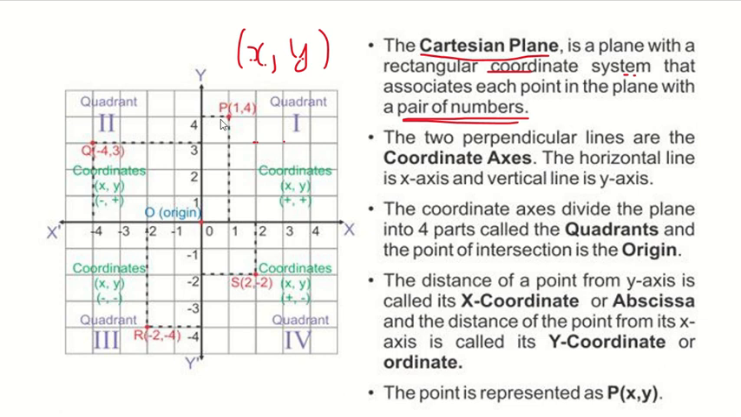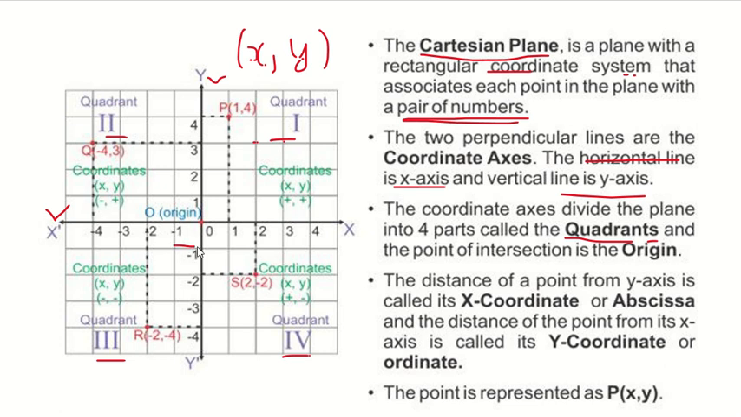So what are the two perpendicular lines? You can see it here, right? X and y are the two perpendicular lines that you will call the coordinate axes. The horizontal line you will call the x axis, and the vertical line you will call the y axis. The coordinate axes divide a plane into four equal parts called quadrants. Each quadrant makes 90 degrees. So this is quadrant 1, this is quadrant 2, this is quadrant 3, and this is quadrant 4. So totally we have 4 quadrants in a Cartesian plane.